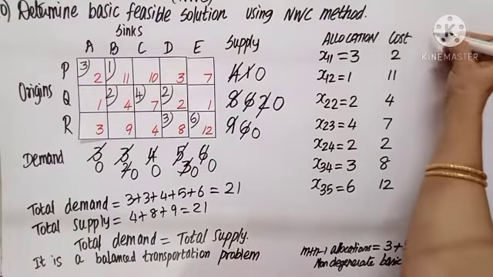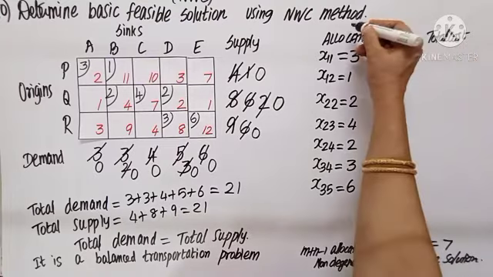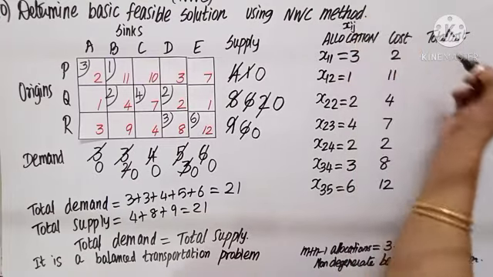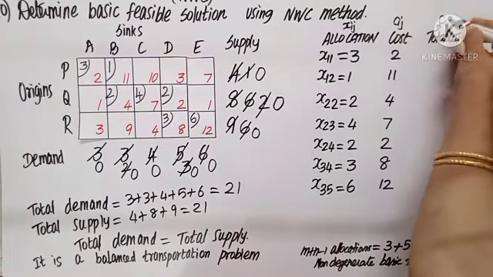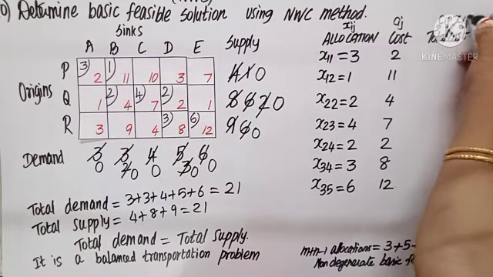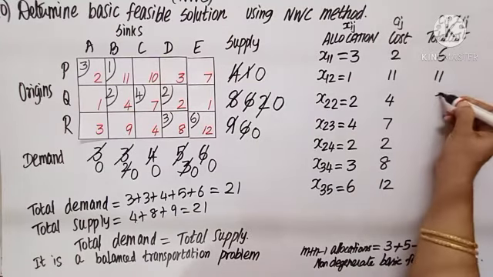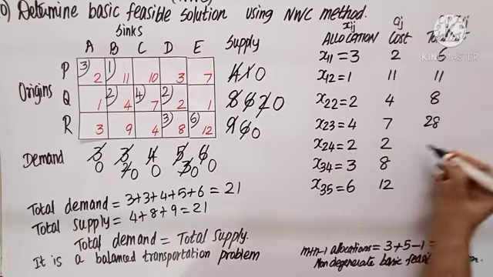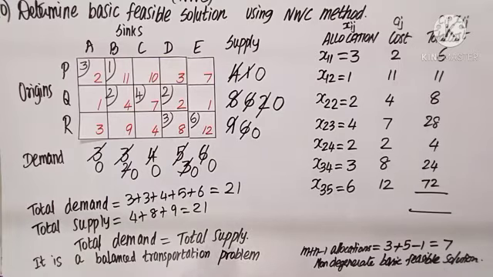Let us find out the total cost. How do you find the total cost? Multiply. So allocation we call Xij, cost we call Cij. Total cost is Cij into Xij. 3 2s are 6, 11, 8, 28, 4, 24, 72. Find the total. So the total transportation cost is rupees 153 by northwest corner rule.